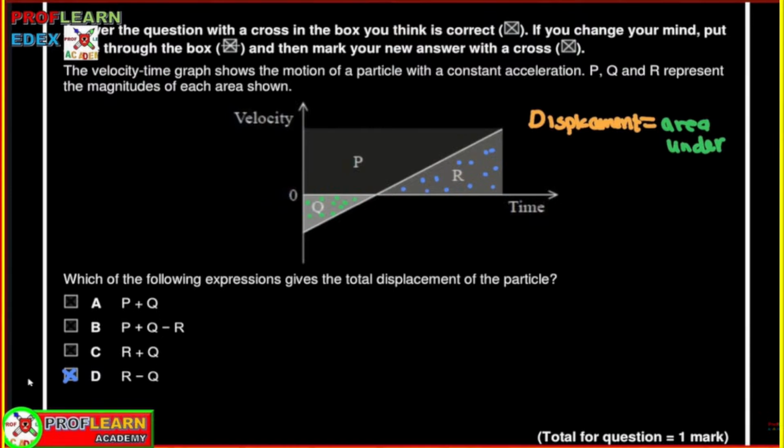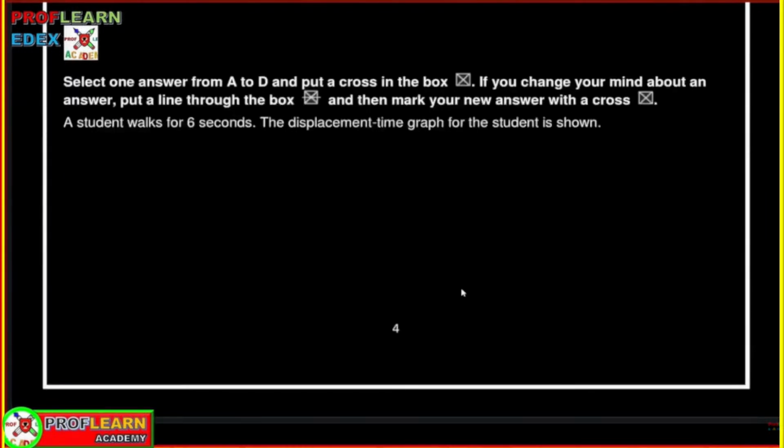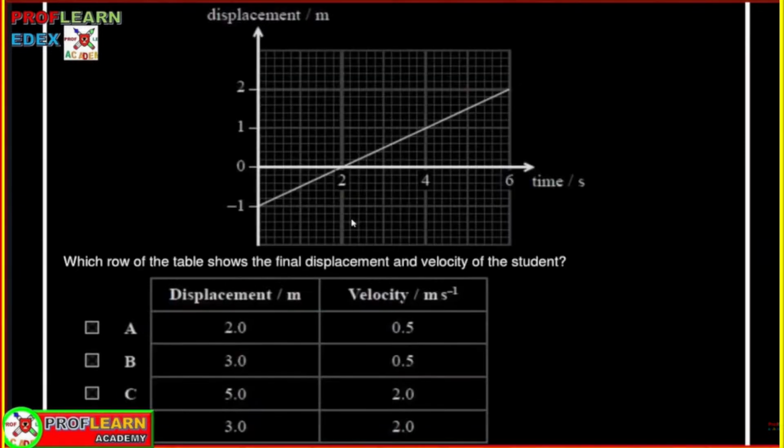Moving to the next question, here we are told a student walks for 6 seconds. The displacement time graph for the student is as shown below. So we now have a displacement time graph. Which row of the table shows the final displacement and the velocity of the student?